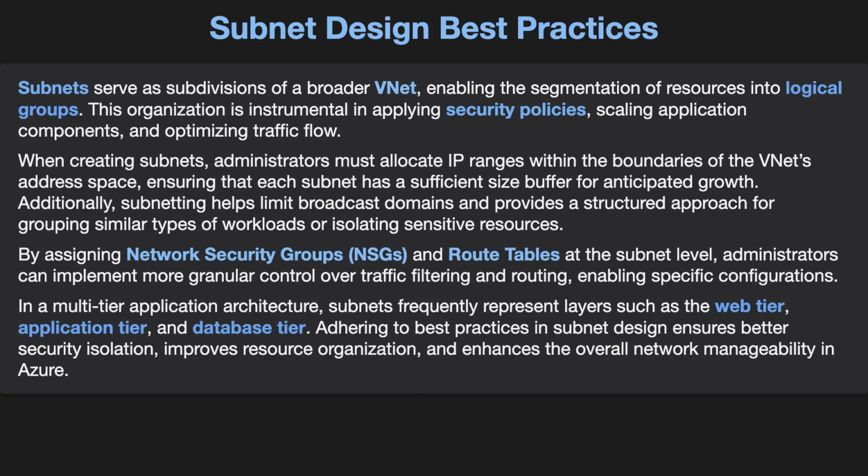Additionally, subnetting helps limit broadcast domains and provides a structured approach for grouping similar types of workloads or isolating sensitive resources. By assigning network security groups, NSGs, and route tables at the subnet level, administrators can implement more granular control over traffic filtering and routing, enabling specific configurations. In a multi-tier application architecture, subnets frequently represent layers such as the web tier, application tier, and database tier. Adhering to best practices in subnet design ensures better security isolation, improves resource organization, and enhances the overall network manageability in Azure.